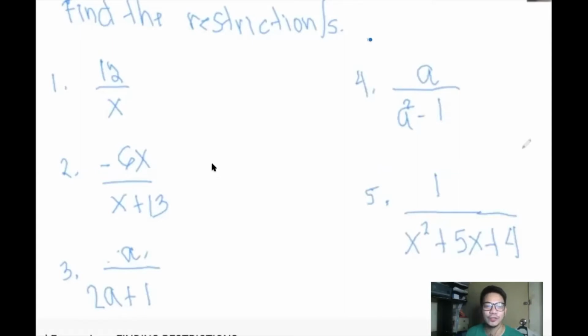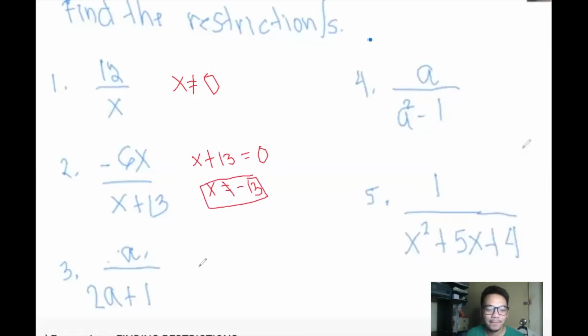For number 1, obviously, this expression will be undefined if x is equal to 0. So x should not be equal to 0. For number 2, we get the denominator and equate it to 0. So we have x equals negative 13. This will be our restriction. We cannot use negative 13 because the expression will be undefined.